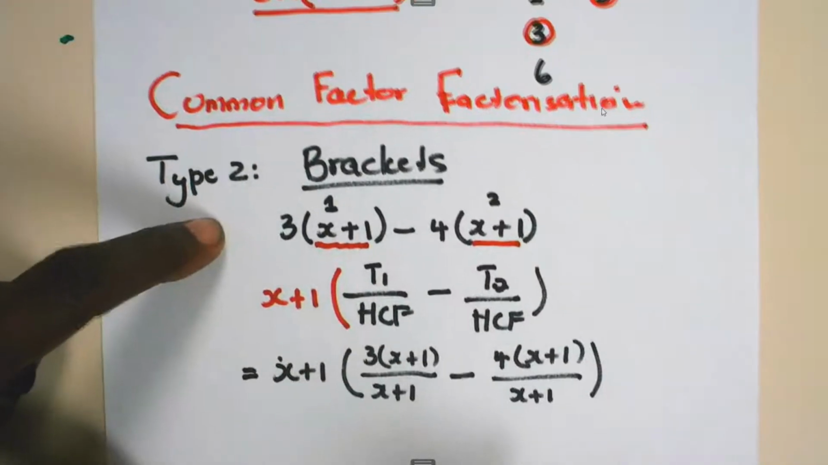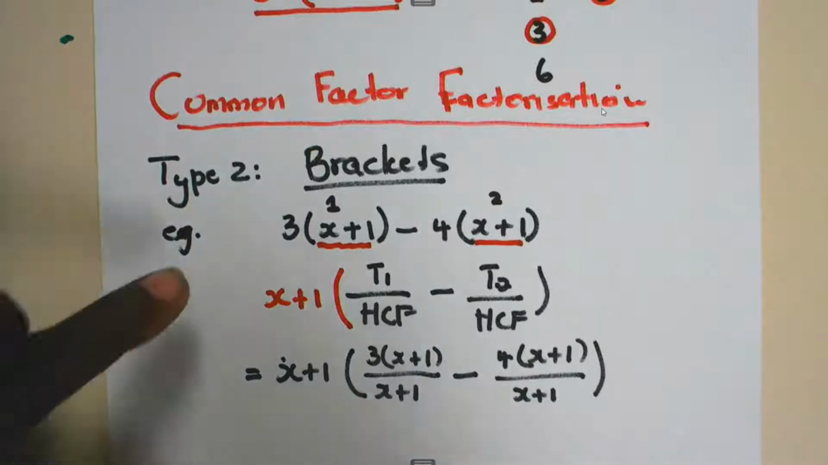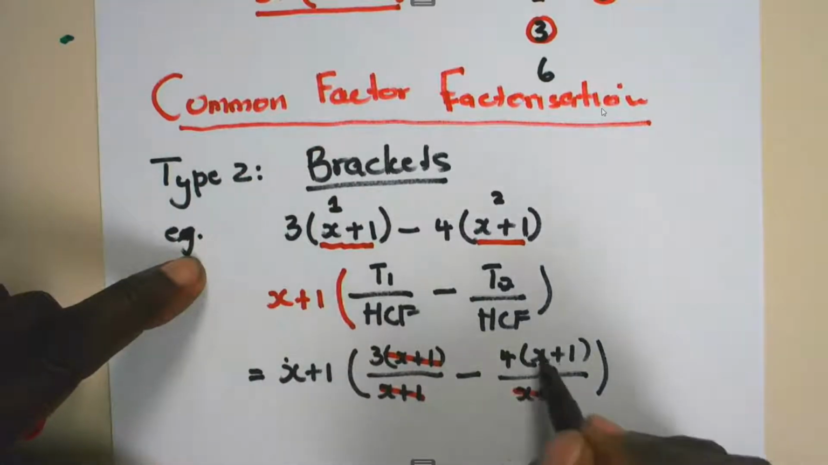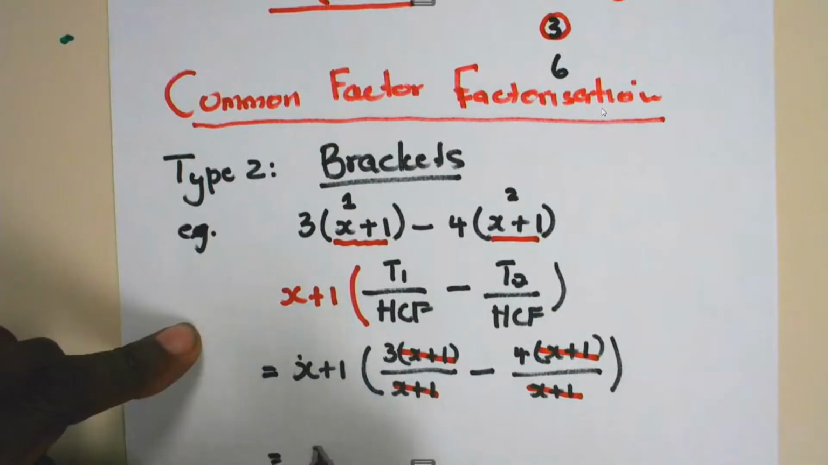And when you divide this, that's where we're going to find our factors. This one will cancel that, and this also will cancel that. And then we'll be having x plus 1 into 3 minus 4. And this becomes our factors.